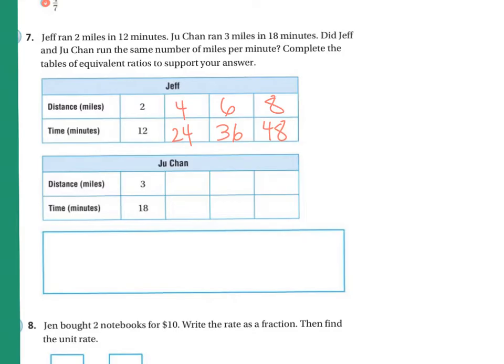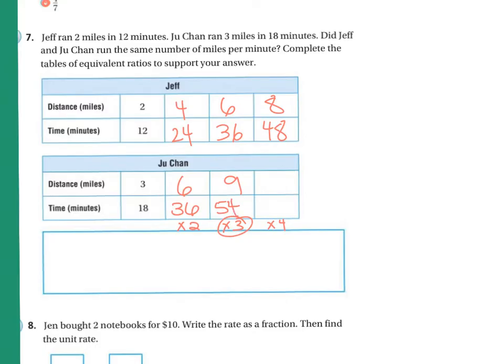All right, now let's look at Ju Chan. So again, I'm going to do it times 2. So 3 times 2 is 6, and 18 times 2 is 36. Now I'm going to multiply. So basically what I did was I multiplied these ones by 2, these ones by 3, and these ones by 4. And you could keep going to get more and more equivalent fractions. So now I'm on the times 3. So 3 times 3 is 9, 3 times 18 is 54.